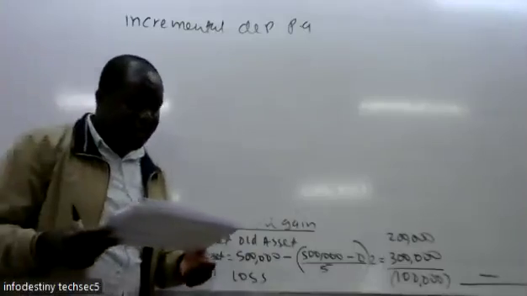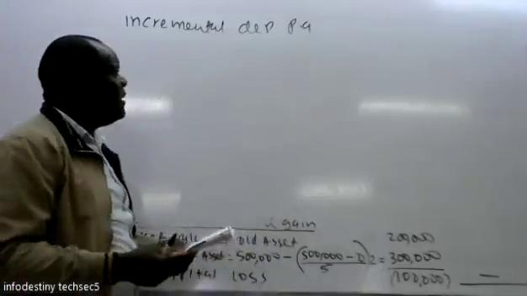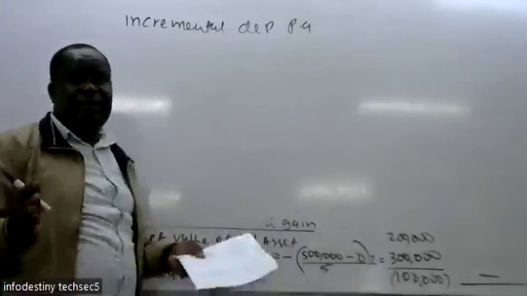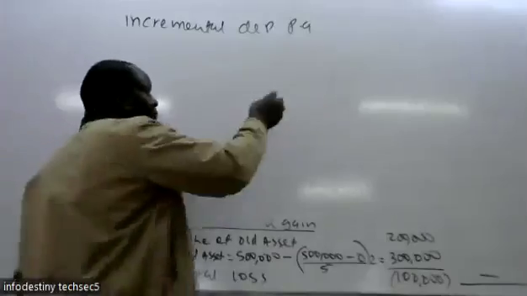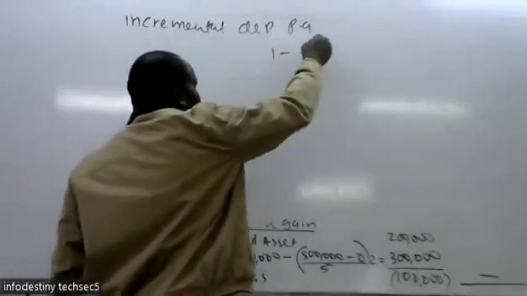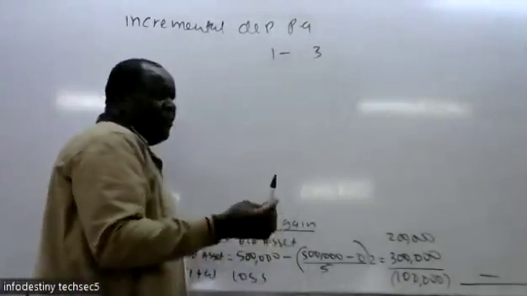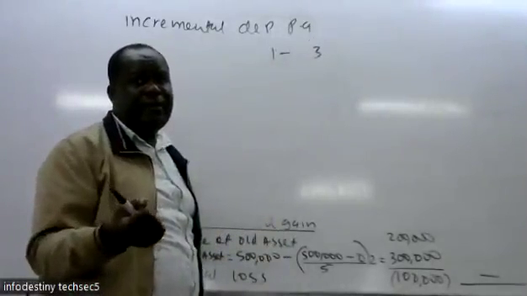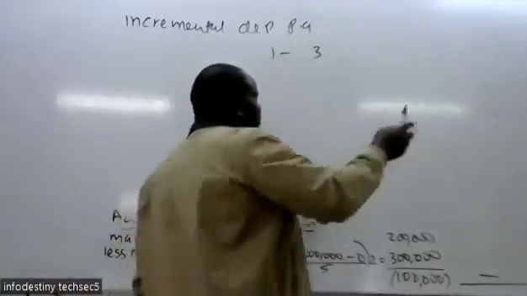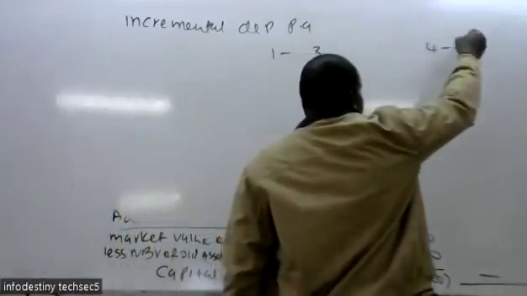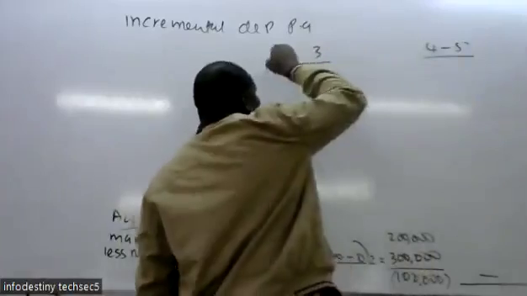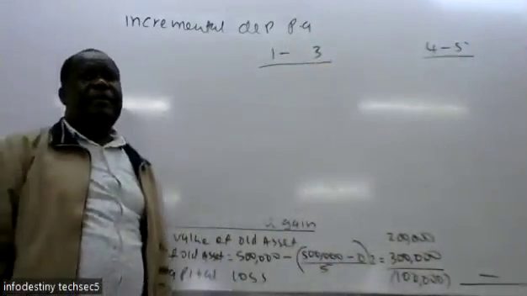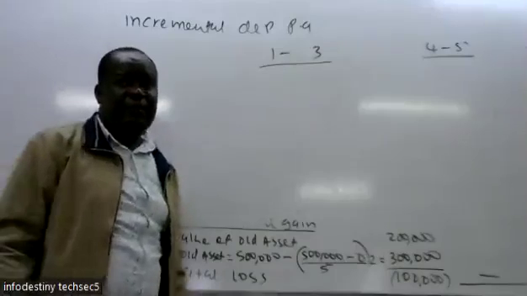So for the incremental depreciation per annum, because of the overhaul, I will separate them. There will be one from year 1 up to year 3, because the overhaul was incurred at the end of the 3rd year. Then there will also be year 4 up to year 5. I'm separating them because of the overhaul.